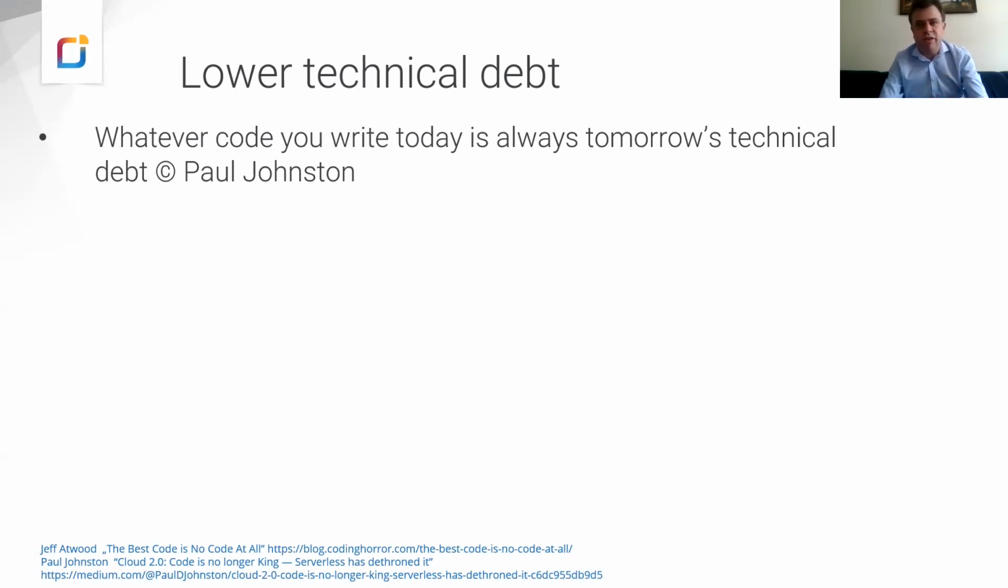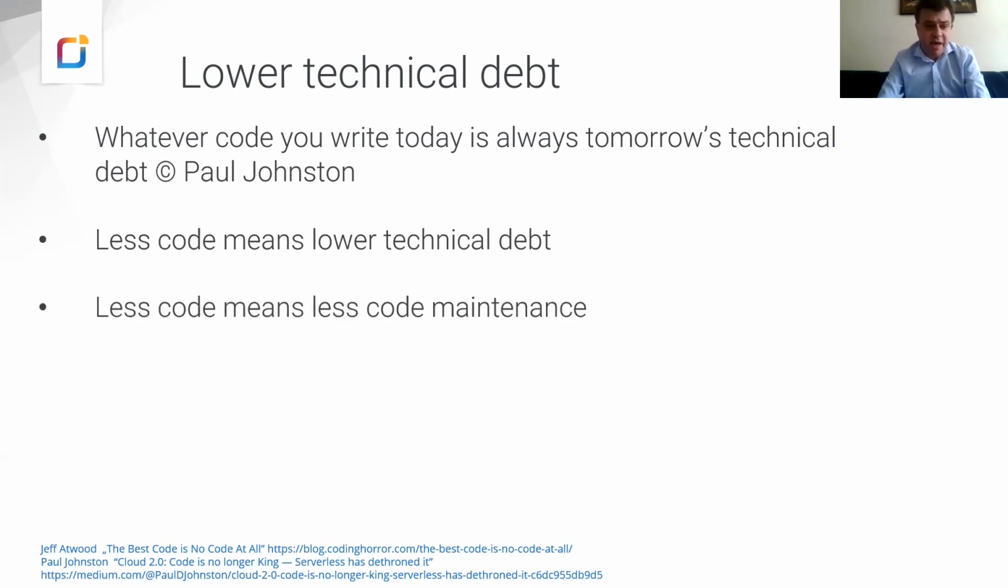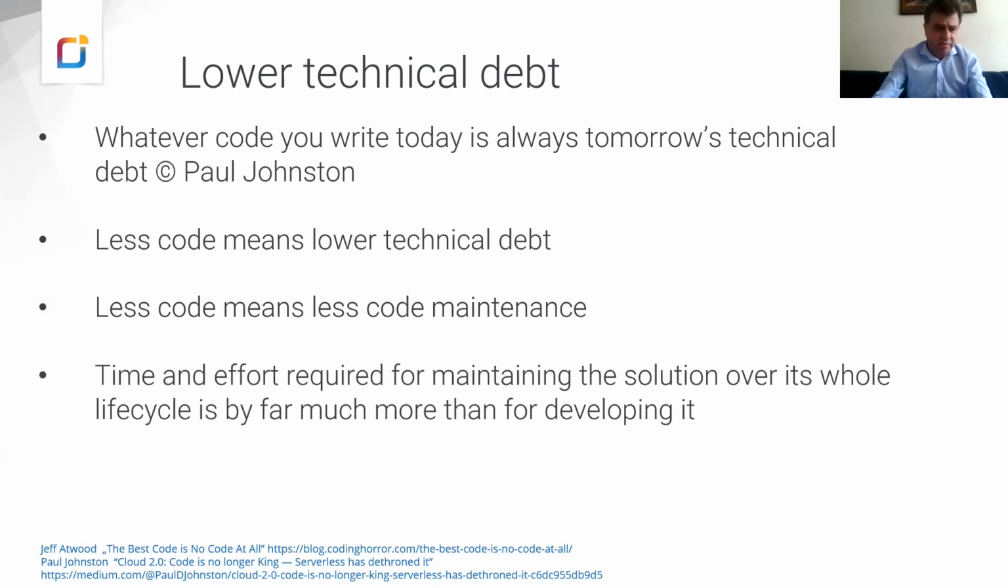Of course, we cannot avoid writing code for our business problems, but we should write as little code as possible. Less code also means lower technical debt, and less code means less maintenance. And maintenance and technical debt are things that prevent us from being productive.